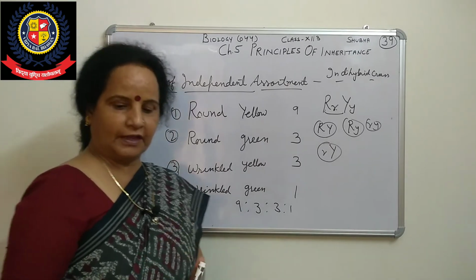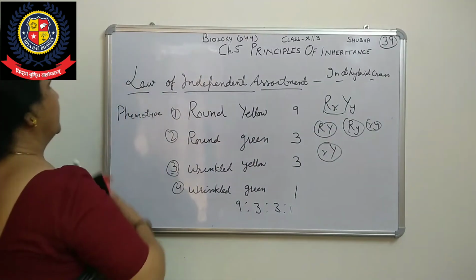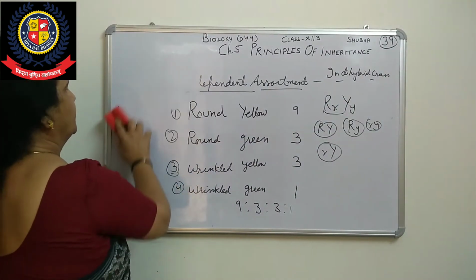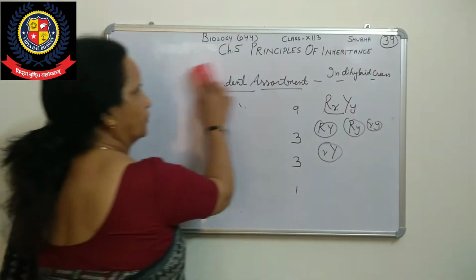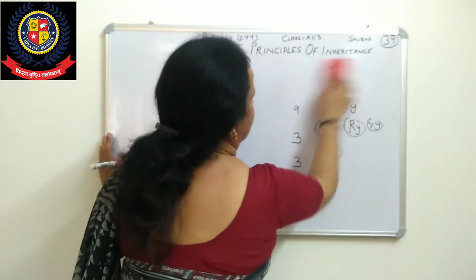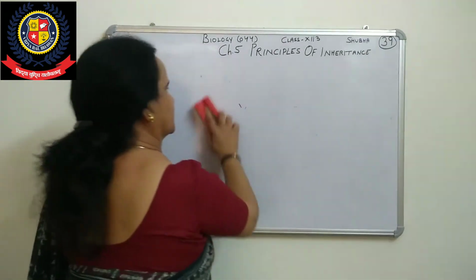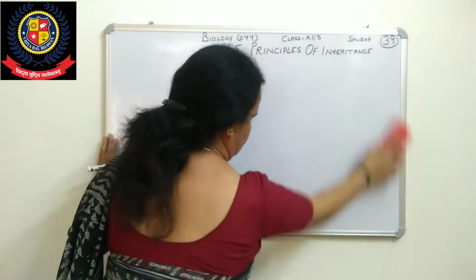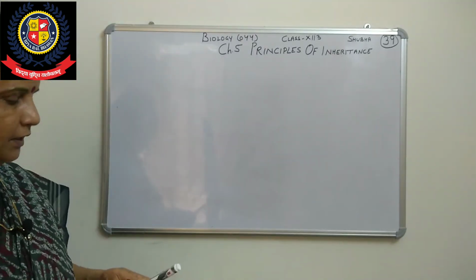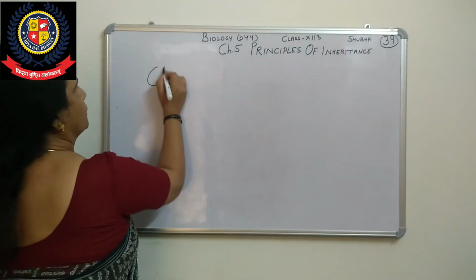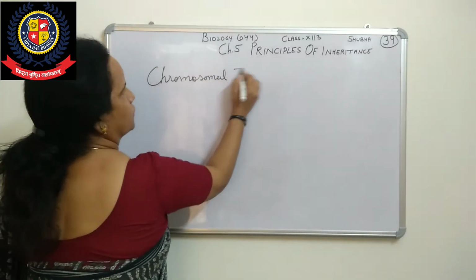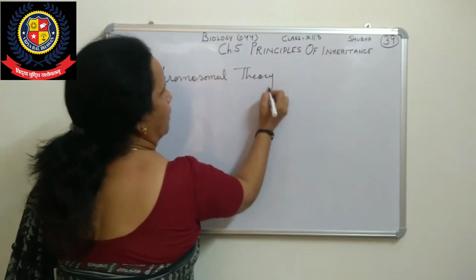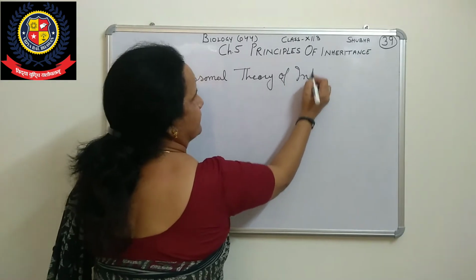Now the next topic in this chapter will be the chromosomal theory of inheritance. Very important questions are always asked from it, questions for 1 mark, for 2 marks, for 3 marks, always in the board exam. So now that will be the chromosomal theory of inheritance.